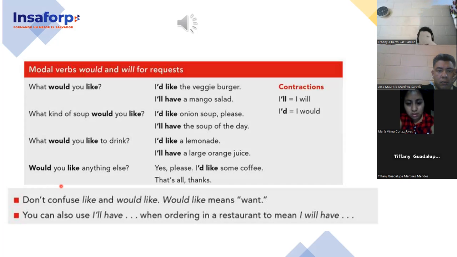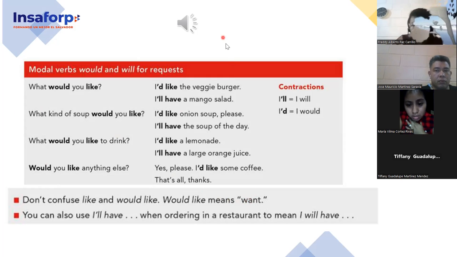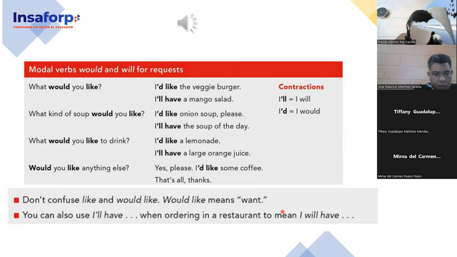For example, if you go to a restaurant and somebody tells you, excuse me, what would you like to order? And you say, I'd like 3 pupusas, please. So what are you saying using would like? What is the context? Exactly right. So that means that you want something.